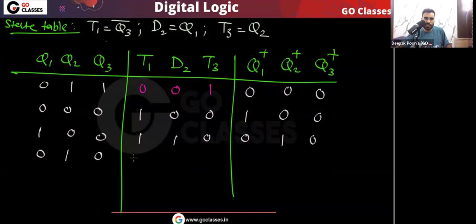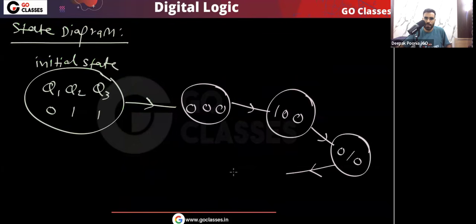So you can see this T1, this is Q3 complement, this D2, this is Q1, and this T3, this is Q2. Now you can see when T equal to 1, then this is the toggle combination in the T flip-flop. So the next state will be complement of the present state. So you can see it will be 1, 1. And you can see this Q2 plus, this will be same as D2. Okay, so you can see from 0, 1, 0, we are going to 1, 0, 1.